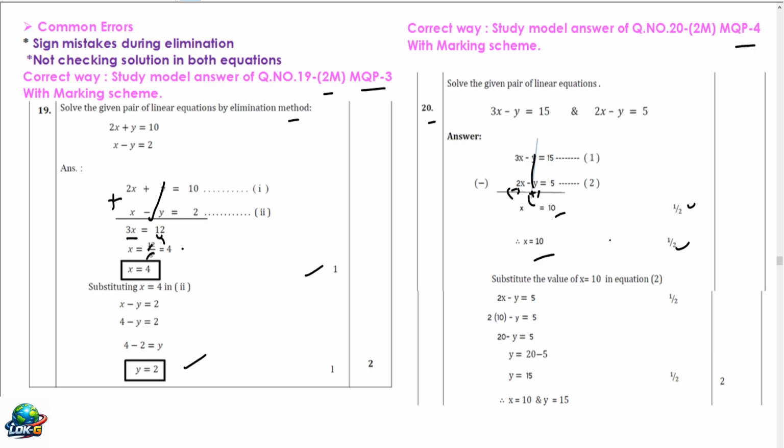Substitute the value x = 10 in equation number 2. You will get 2 into 10 - y = 5. 20 - y = 5. Easy question, my dear students. Take 5 to the left. 20 - y is 15. x = 10, y = 15. For this, you will get half marks. Totally 2 marks.